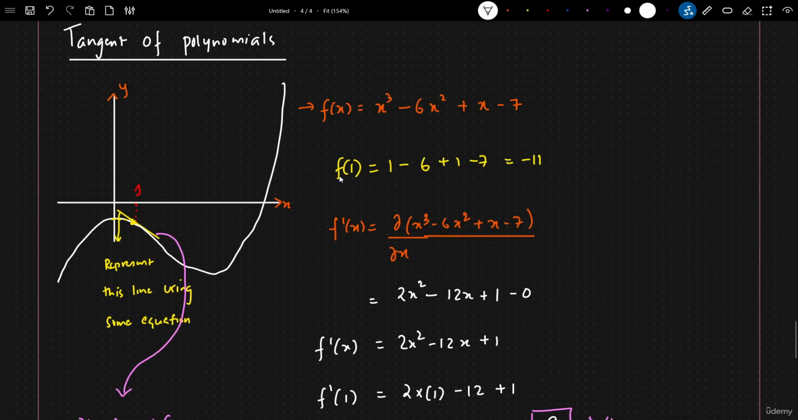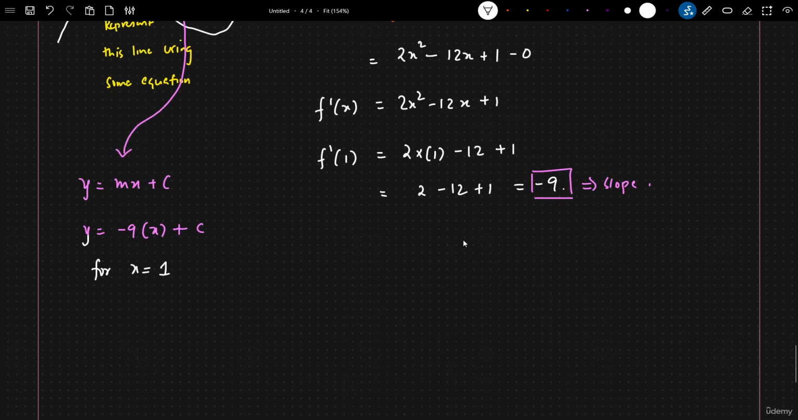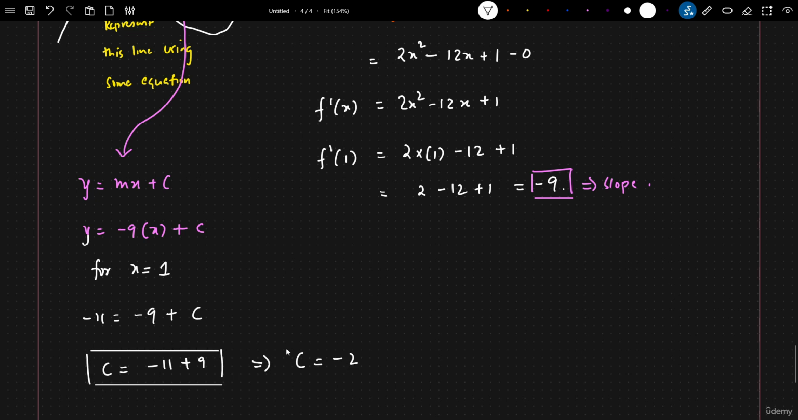y is nothing but this one, right? This is nothing but equal to y itself, right? This is nothing but minus 11. So minus 11, then minus 9 into 1, it is nothing but minus 9 plus c. So here if I go ahead and calculate c, it is nothing but minus 11 plus 9. So this is what my c value is. And if I further calculate this, this is basically going to give me minus 2.